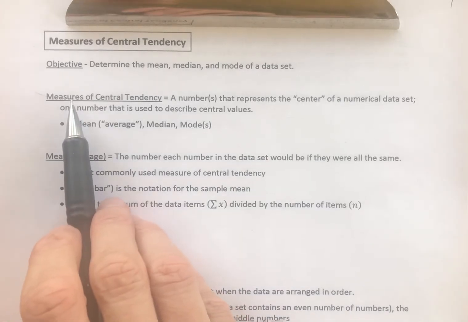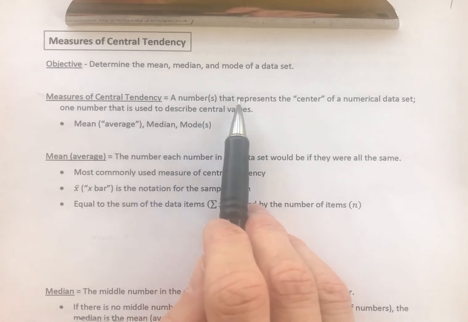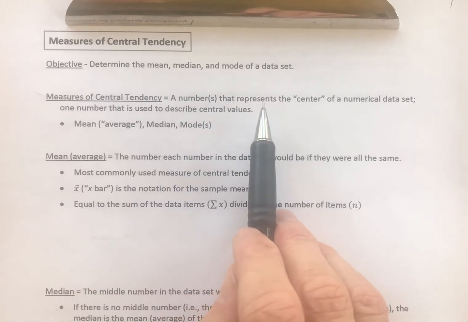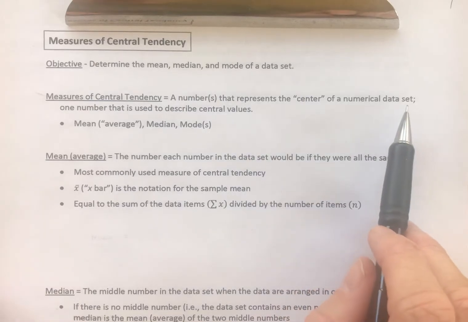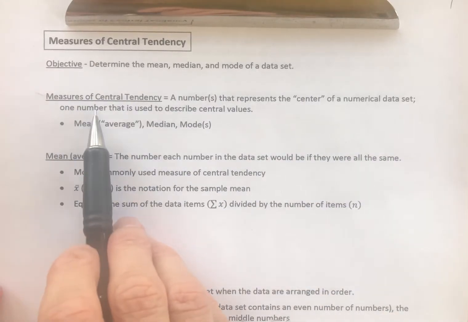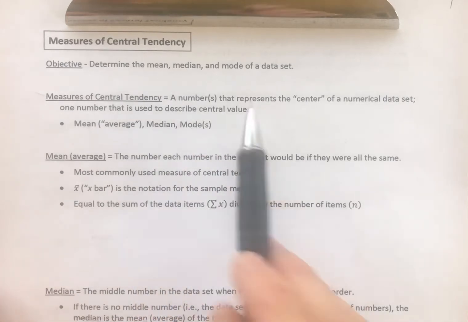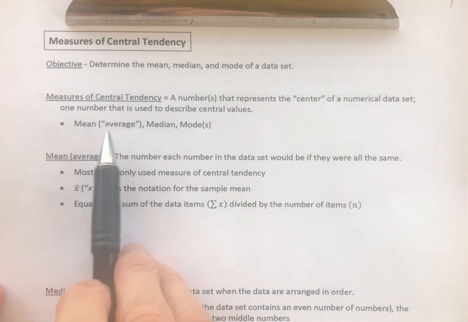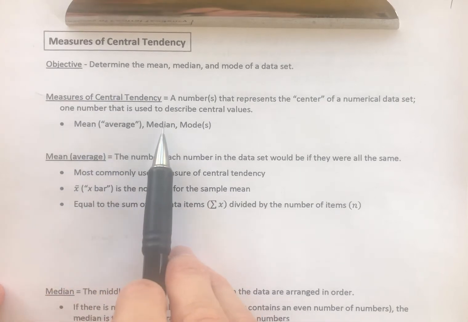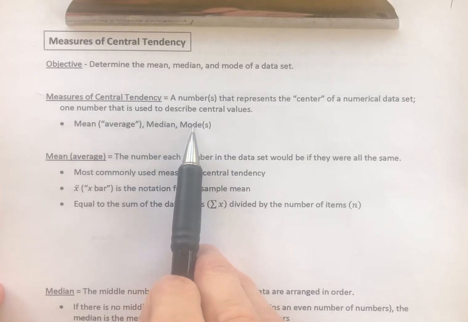Okay, first off, what is a measure of central tendency? Well, it is a number or numbers that represents the center of a numerical data set. Basically, it's one number that is used to describe the central values. The mean, by far the most popular, is also called the average. We also have the median, and finally we have the mode.